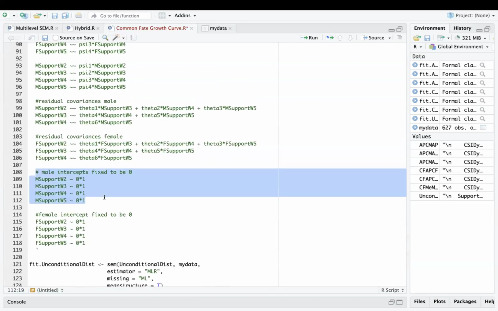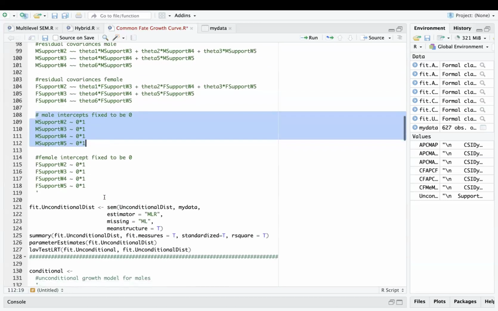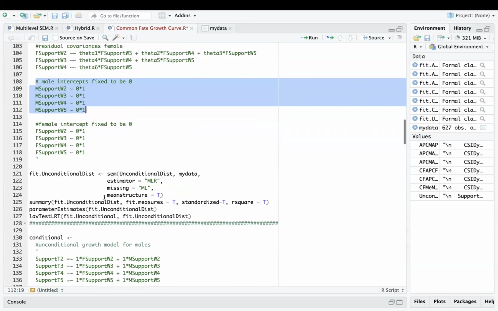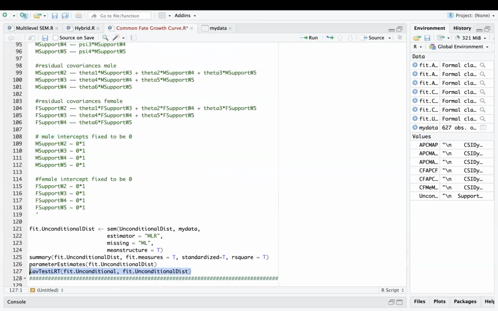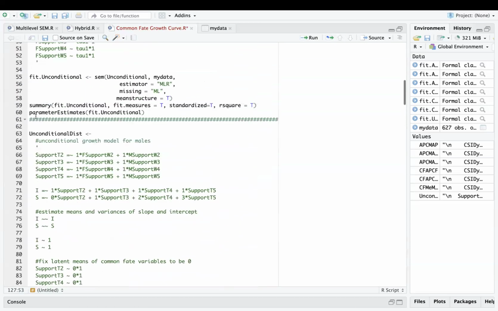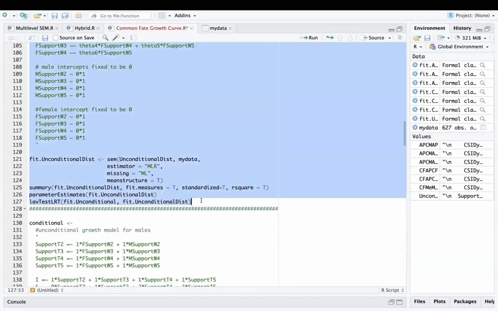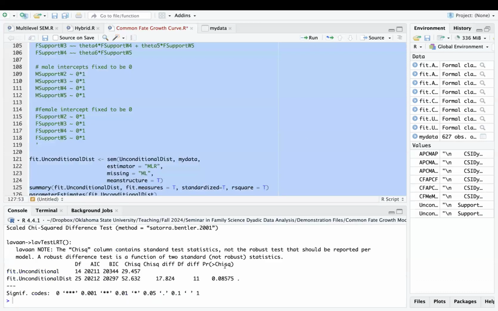Right. And so that is how you test distinguishability within the common fate growth model. And you'll see down here, the only additional piece of syntax is I have a likelihood ratio test examining the statistical difference. Are we harming the model by imposing these constraints on our variables? Right. So again, we can go ahead and run that. And generally, all I really care about when running the unconditional growth model and looking at distinguishability is this chi-square.